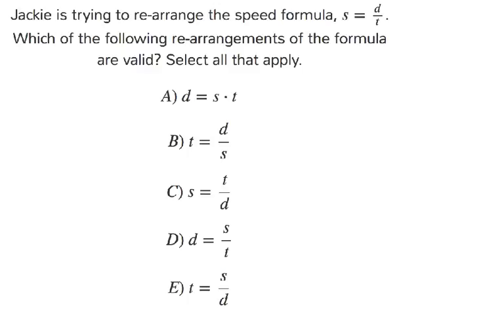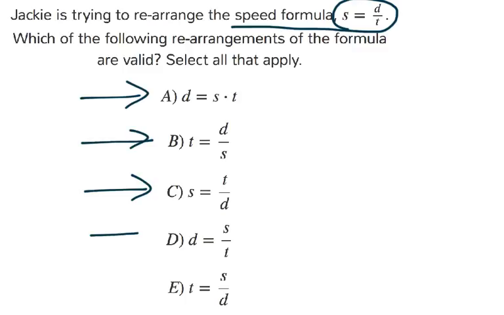The question here is telling us that Jackie is trying to rearrange the speed formula, which is given there as speed equals d over t. D stands for distance and t stands for time. And it says which of the following rearrangements of the formula are valid. So basically we want to manipulate that formula, s equals d divided by t, and see if any of these 5 answer choices down here are valid rearrangements.